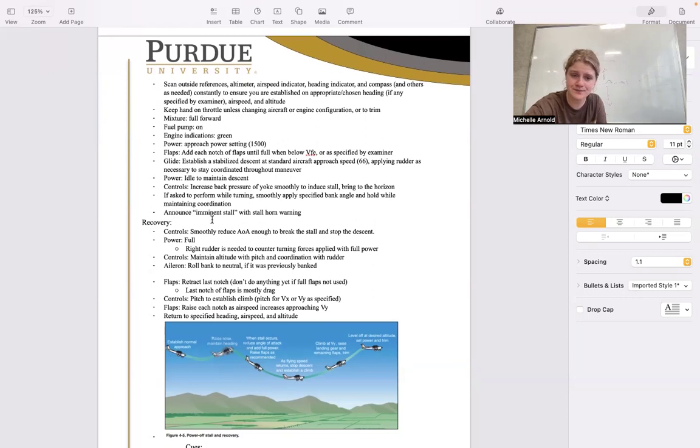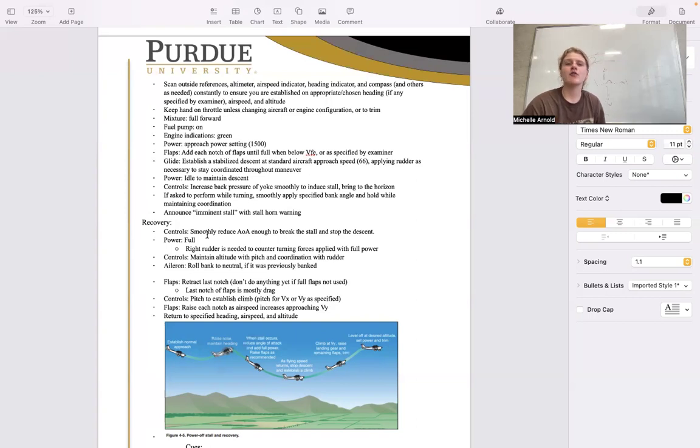So the recovery, the first thing you're gonna want to do is reduce the angle of attack. So pitch the nose down. You don't want to dive down because you're on landing, so the ground is pretty close beneath you. But you do want to break that stall. So you're going to pitch the nose down and then immediately after apply full power.